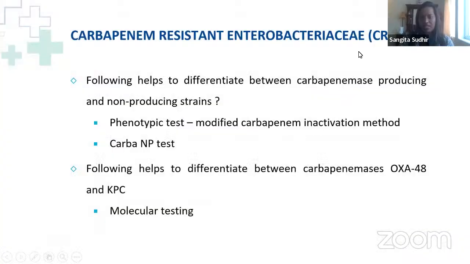And how can we assess this carbapenem resistant Enterobacteriaceae? There are various tests to differentiate between these carbapenemase producing and non-producing strains, like phenotypic tests, the modified carbapenem inactivation method, and the Carba-NP test. And we can further differentiate these strains like OXA48 and KPC through molecular testing methods.